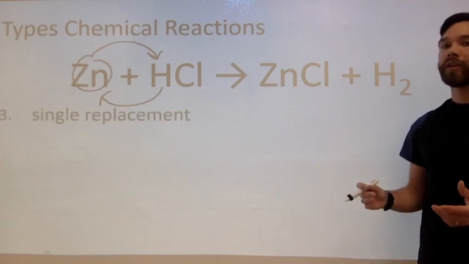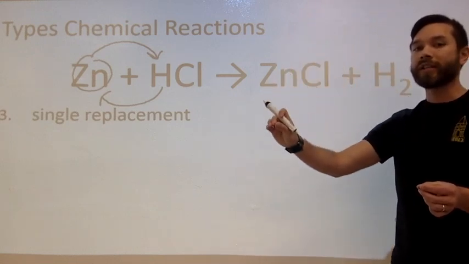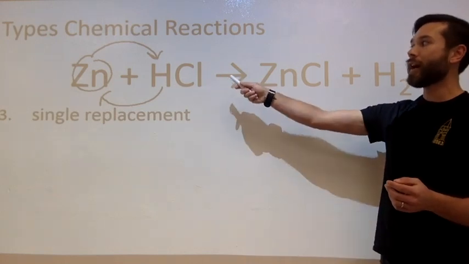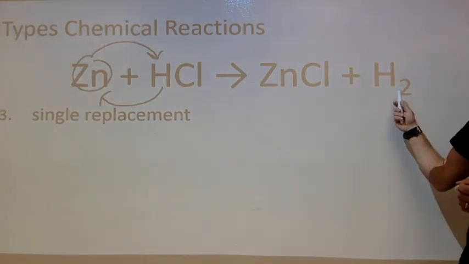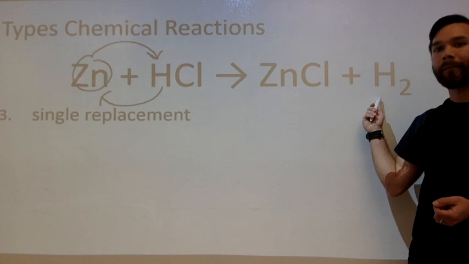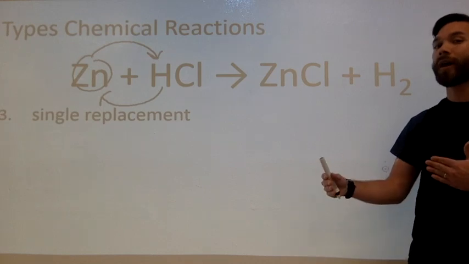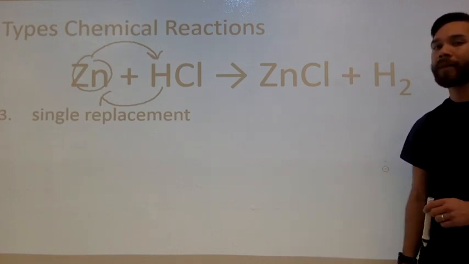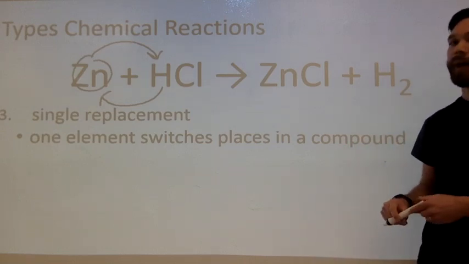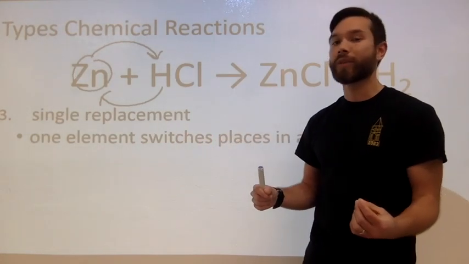We call this single replacement. In a single replacement reaction, one element switches into the compound, and the other element switches out and becomes a new lonely element. So zinc now is stuck with chlorine, and hydrogen is now by itself. And when we look at this, I put this 2 on hydrogen. Why? Exactly, it's diatomic. So anytime you have an element by itself, you need to ask yourself, is it diatomic or is it not? If I give it a definition, it's one element switches places in a compound. But wait, you're saying, should zinc switch place with hydrogen or should it switch place with chlorine?